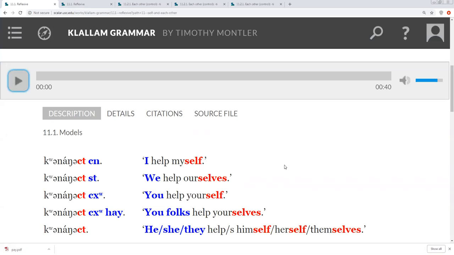Grammatical patterns that express the idea of one person acting on him or herself are called reflexive sentences. In English, we have reflexive pronouns: myself, ourself or ourselves, yourself, yourselves, himself, herself, itself, themselves. In Klallam, there are no reflexive pronouns. There are actually several ways of getting the idea of self in Klallam, and we'll be going over special suffixes that go on the end of a transitive verb.